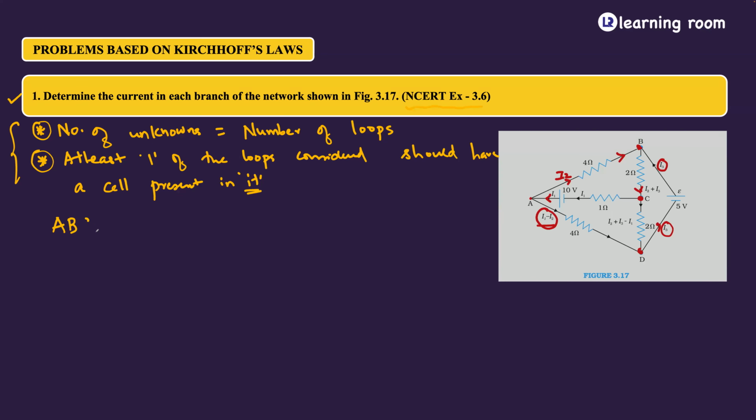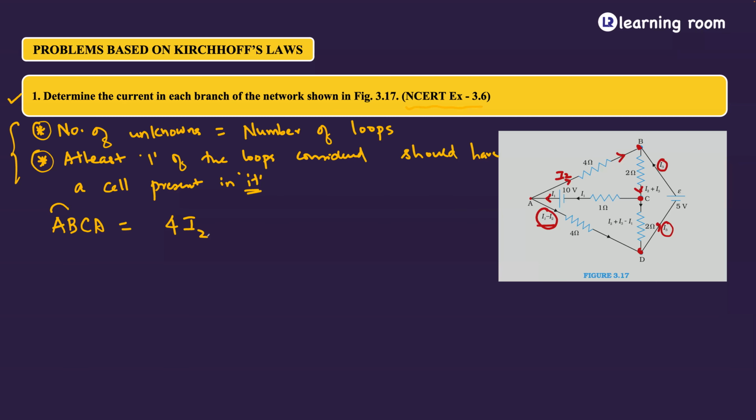ABCA, then when I go from A to B, I am crossing across what kind of an element? I am crossing a resistor. So whenever you cross a resistor, when you say Kirchhoff's voltage law, the expression should always be in terms of potential difference. So across the resistor, how is the potential difference defined as? V is equal to IR. So you know the resistance here and you know the current that is flowing through it. So how much is the value? It is going to be 4 times I2.